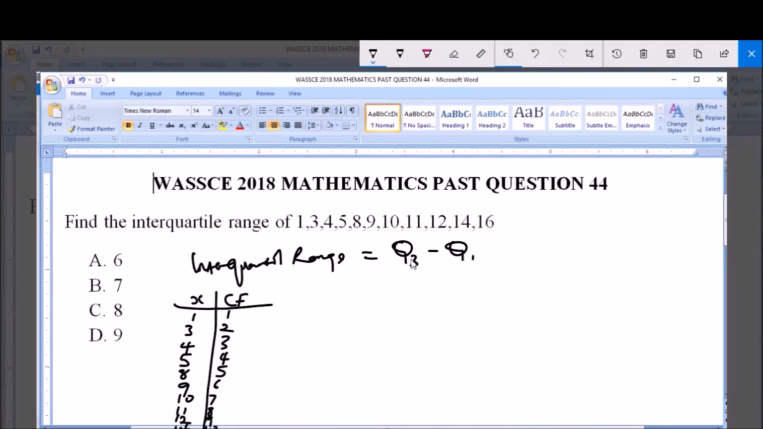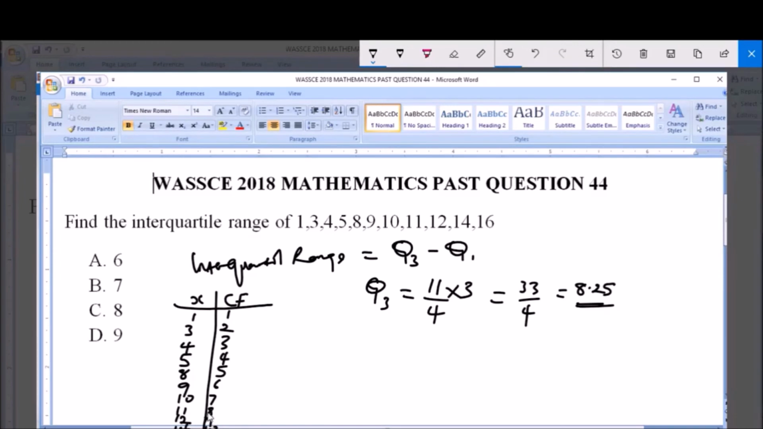Now we can find the third quartile. Third quartile, which is Q3, is equal to 11, which is the sum of the cumulative frequency, all over 4, then multiply by 3. That will give us 33 all over 4, and 33 divided by 4 is equal to 8.25. Now we are going to trace this 8.25 on the cumulative frequency. That is, which of these sets of numbers can have a cumulative frequency of 8.25.